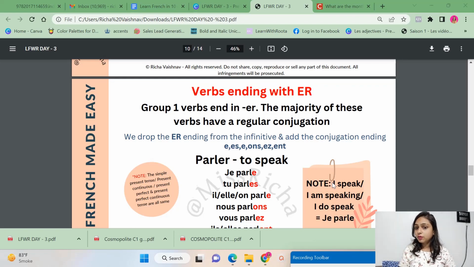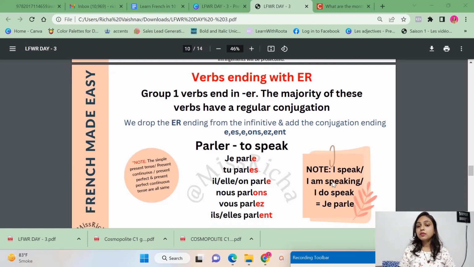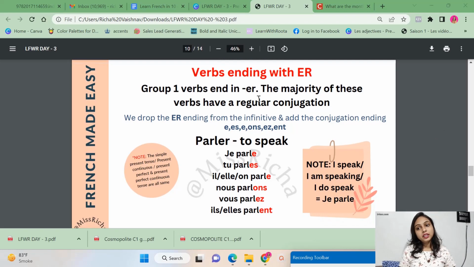So, verbs we will see today. The verbs which end in er, that is the first group. Okay, now in French books you will find these terms as group 1, group 2, group 3. It is nothing but these three regular verb categories. So group 1, verbs ending in er, the majority of these verbs have a regular conjugation. Okay, what do I mean by conjugation? I will show that also to you in a minute.